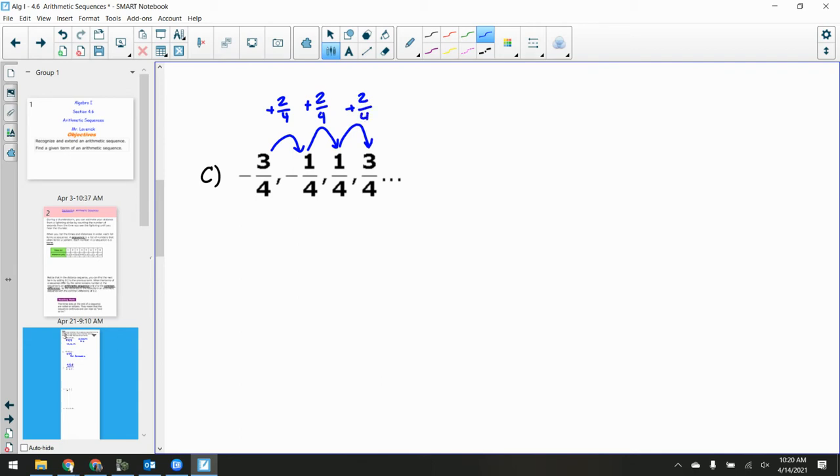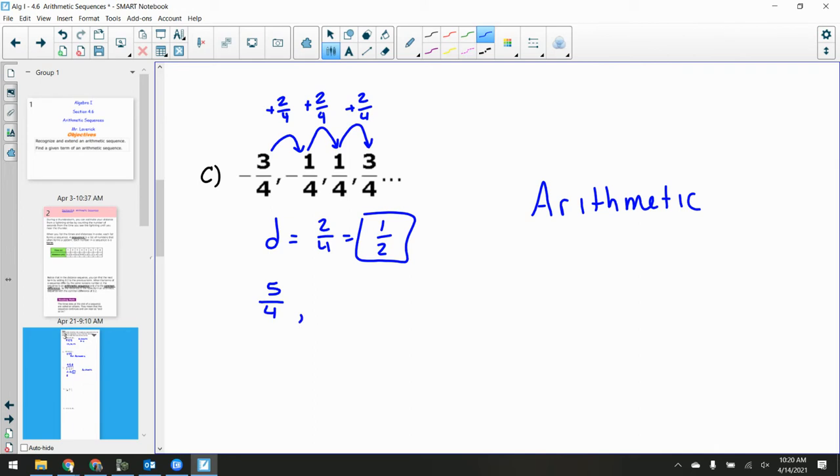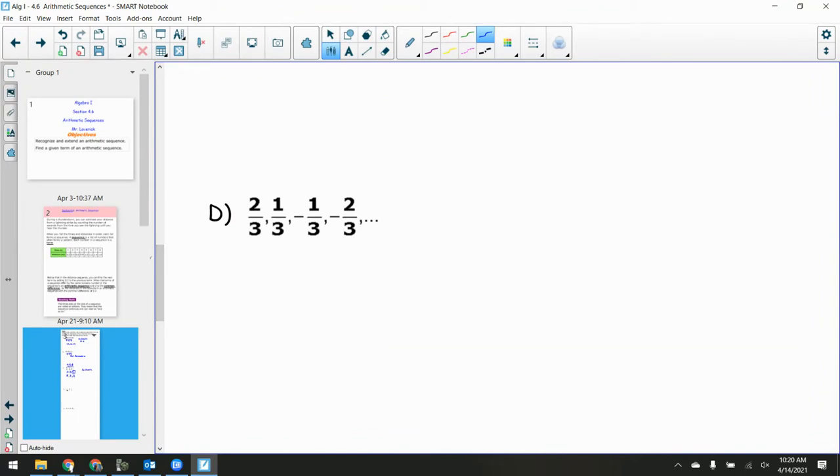Okay, so is this arithmetic? Yes. What's my constant difference? 2/4, and at this point I can simplify it down to 1/2. Okay, I've got 3/4. What's my next term? Keep adding 2/4. 5/4, then. Okay, so it's just a pattern, right? That's all we're seeing here. It's a pattern where it's repeatedly adding.